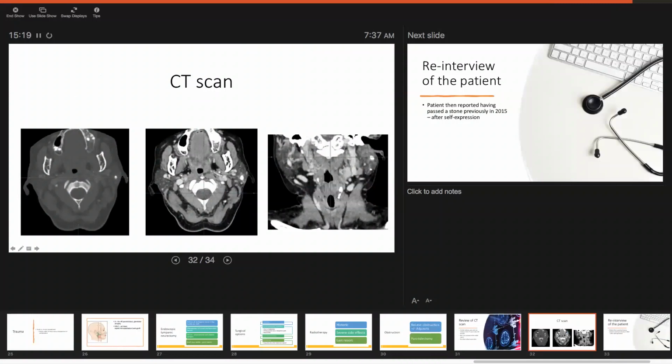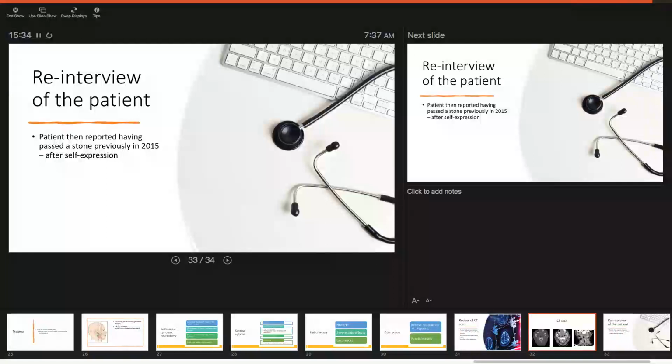This is a picture of a CT scan. In the first image you can see in the left parotid the lesion, also demonstrated in the coronal and axial planes. We interviewed the patient again, and she reported that she actually passed a stone in 2015 after self-expression.